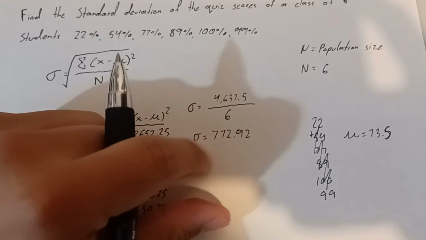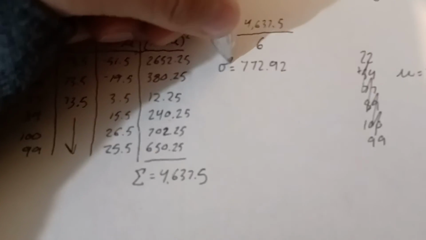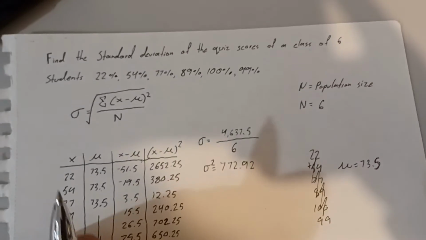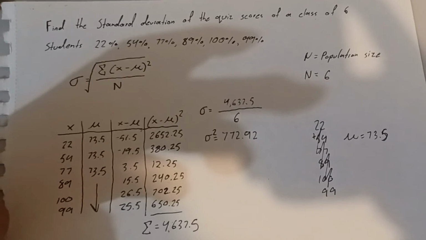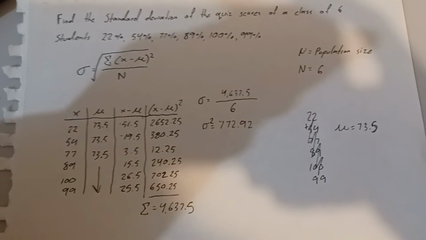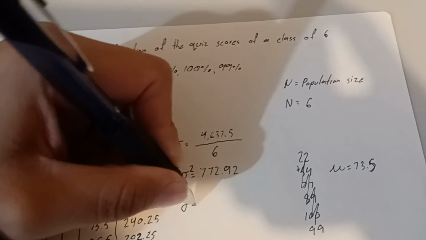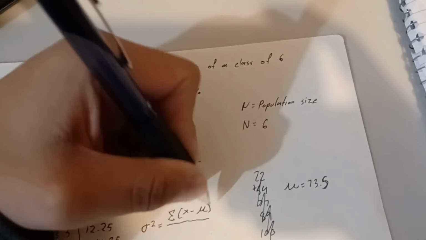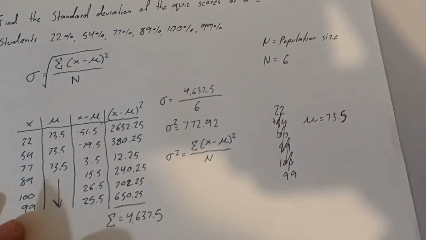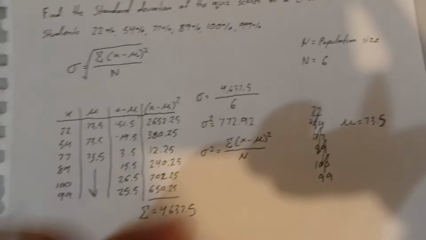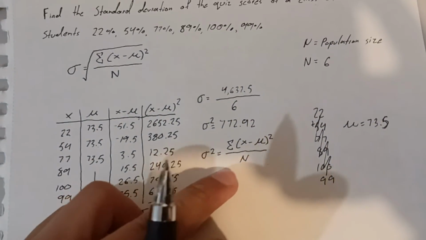This is going to equal our variance. Variance is denoted by sigma squared. The problem does not ask you to find variance, but if it were to ask you to find variance, this will be your variance. Your variance formula is sigma squared equals the sum of x minus mu squared over n. That is your equation for the population variance, not the sample variance.